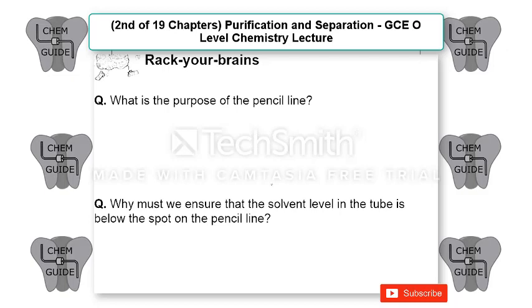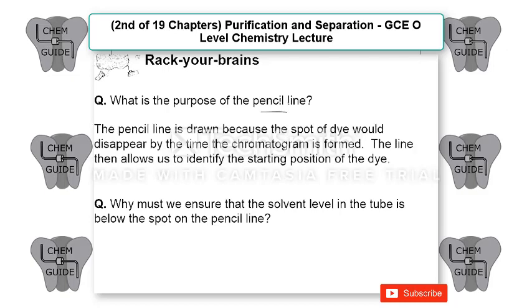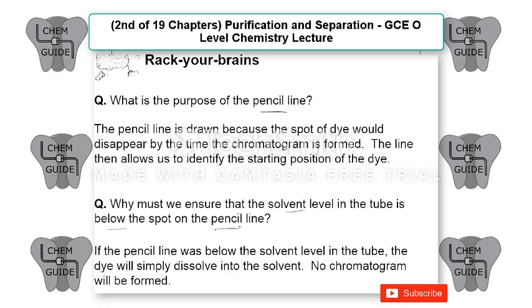As I said, the pencil line allows us to see the starting line, and the solvent level being below the pencil line is to prevent the dye from dissolving into the solvent. We want the dye to go up the paper, we don't want the dye to go into the solvent.